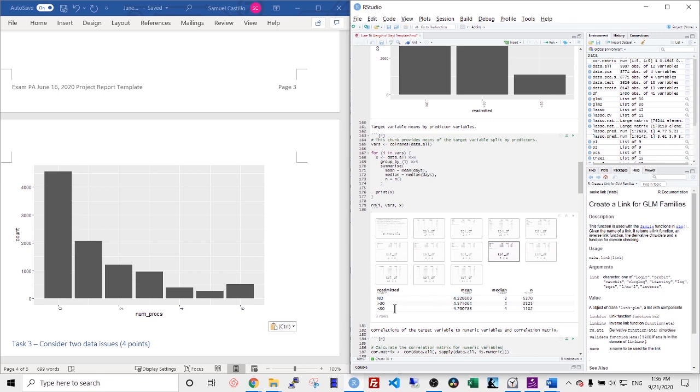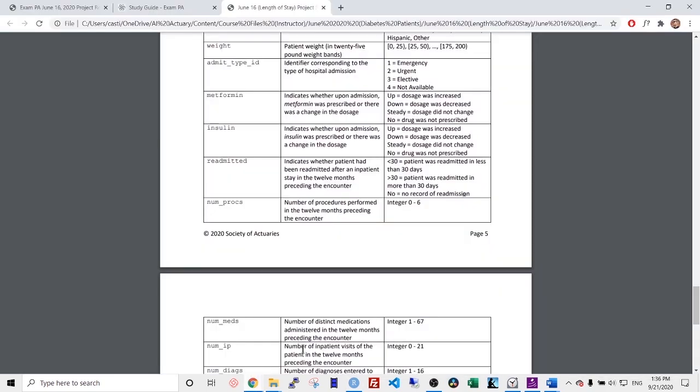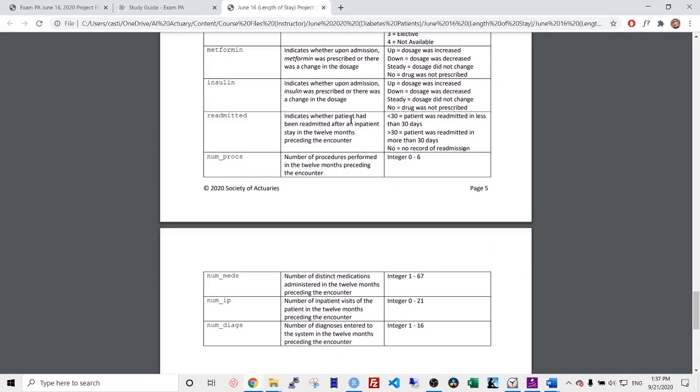4.77 for patients who have been readmitted less than 30. What does that mean? If I look at the data dictionary, it indicates whether the patient had been readmitted after an inpatient stay in the 12 months preceding the encounter. So less than 30 means that the patient was admitted less than 30 days. So it means that these patients are less healthy. If they've already had a hospital procedure and had a readmission in the last 30 days, it means that something's wrong and that they're more likely to have further hospital stays.